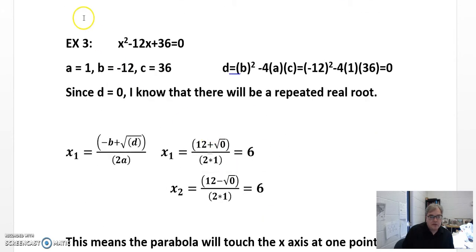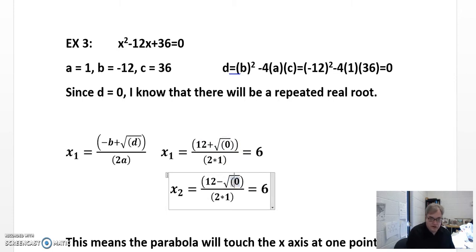Third example, we could factor this one, but I'm using this for a particular reason. Again, pick off your a, b, and c, find your d, and we get 0. So this is a repeated root. When I continue on, just for emphasis, when I put the 0 in for d, I want you to think about what's really happening there. That's all going to be 0 here, so I get 12 plus 0. Well, that's 12 divided by 2 is 6. 12 minus 0 is still 12, divided by 2 is 6.